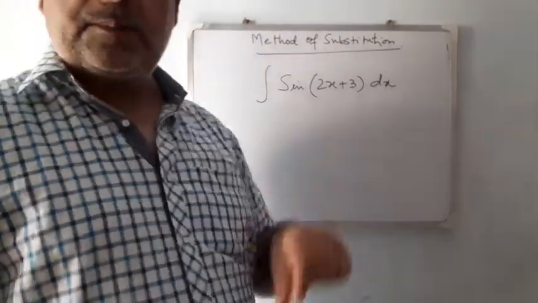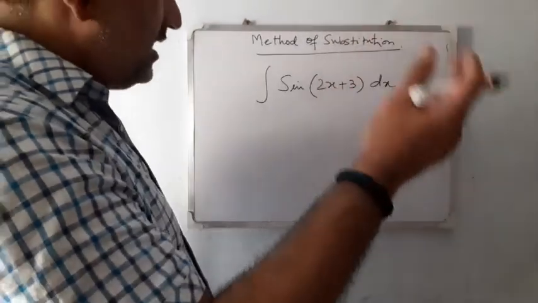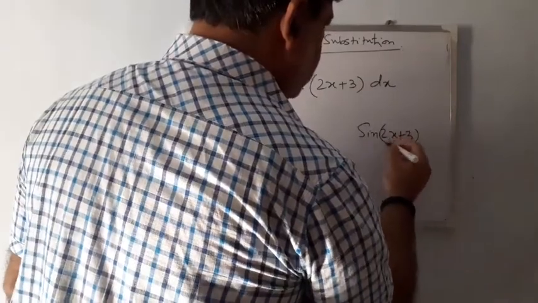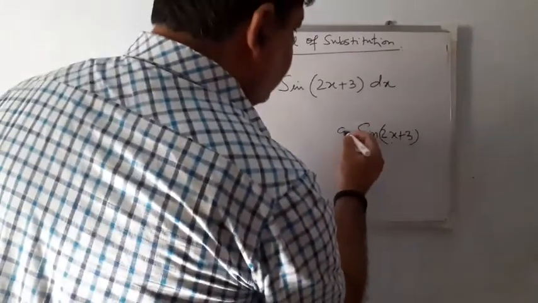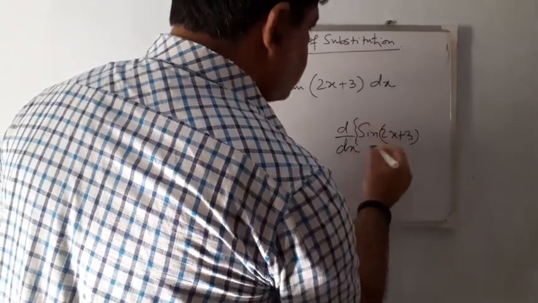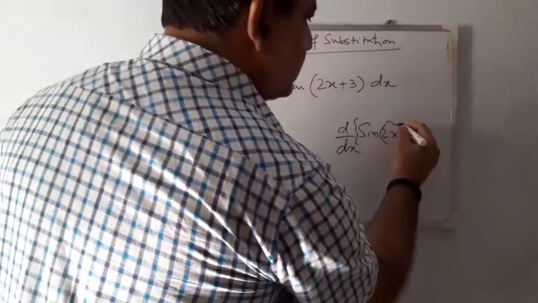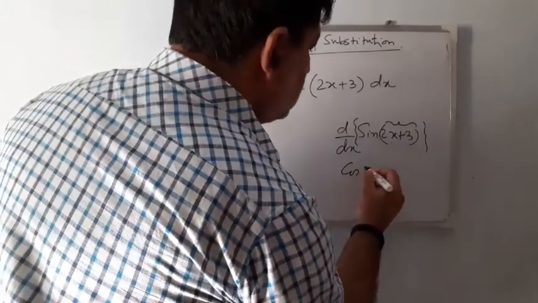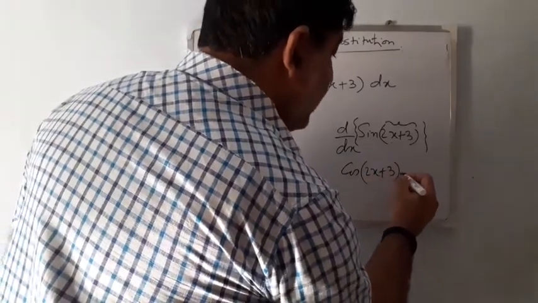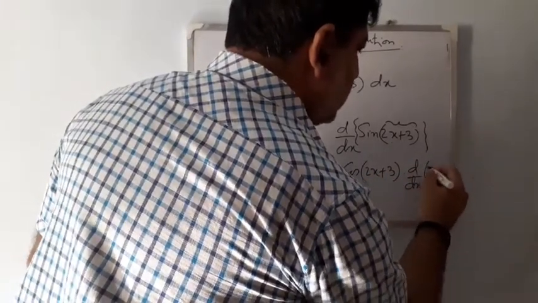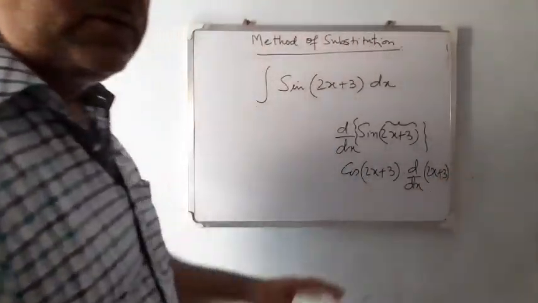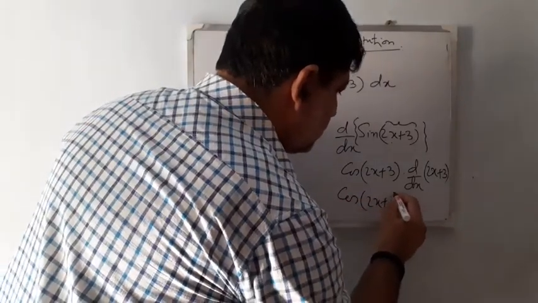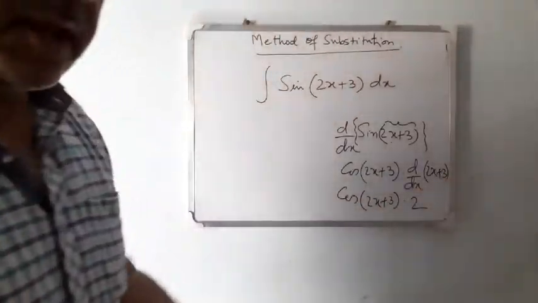Now here there is a problem. Suppose it was given that find the differentiation of sine of 2x plus 3. Yes, it is very easy. You can just differentiate it using d/dx, and you consider this as x. So sine of x, and the differentiation is cos of 2x plus 3 into d/dx of 2x plus 3. You know, by chain rule we have to do this, and further cos of 2x plus 3 into 2, the differentiation of 2x plus 3.